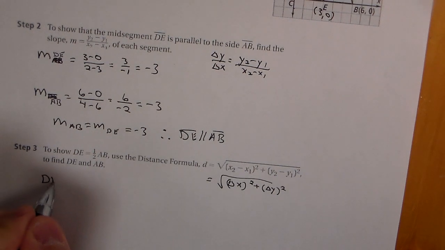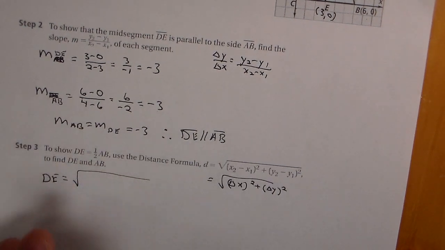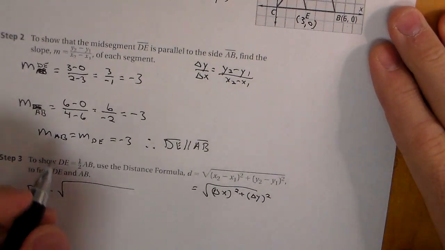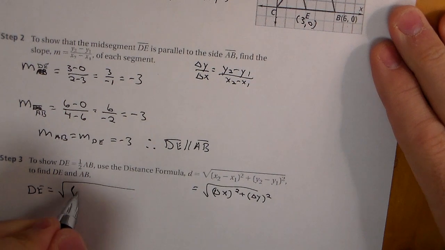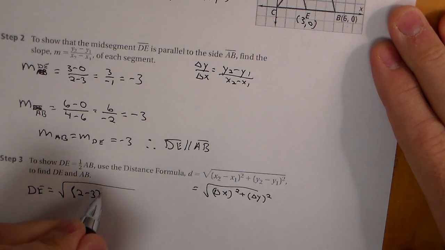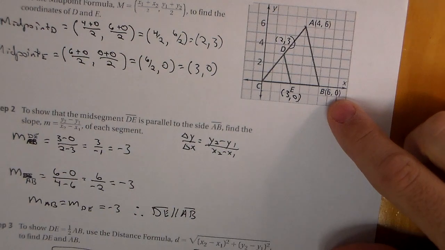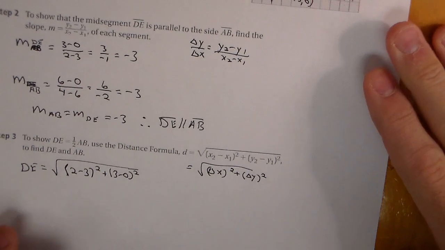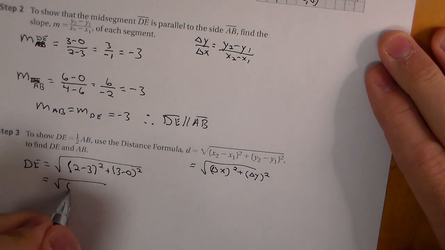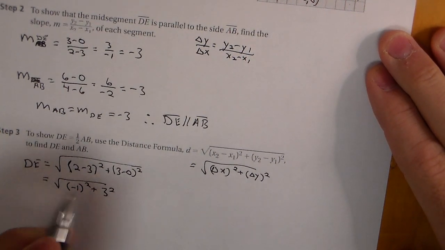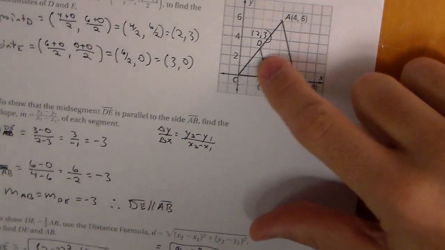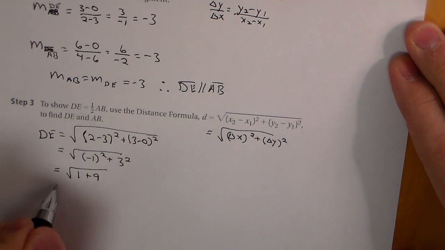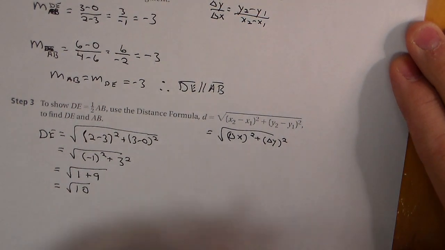So let's find the length of DE first. In DE, our change in x's are 2 to 3, so that means it's a difference. We could do 2 minus 3 squared. Change in y's are 3 to 0, 3 minus 0 squared. So this becomes the square root of negative 1 squared plus 3 squared. And if we look, that's how much the x has changed and how much the y has changed. So now when we square them, we get 1 plus 9, which is the square root of 10.